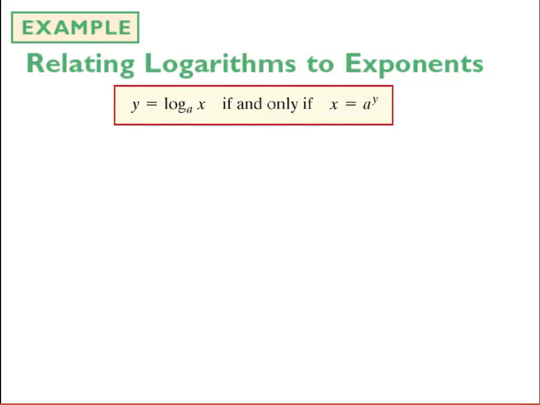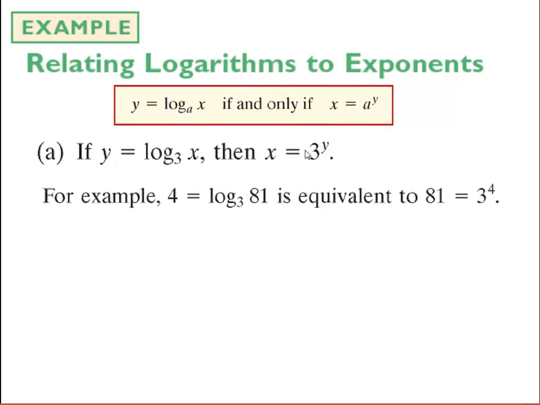Again, just reminding myself of this definition, I want to point out that the base of the logarithm is the base of the exponential. The input to the log is now the output of the exponential, and the output of the log is now the input to the exponential, the exponent. So log base 3 of x equals y is the same thing as saying x equals 3 to the y. Base of the log, base of the exponential. Input to the log, output of the exponential. And output of the log is now the exponent.